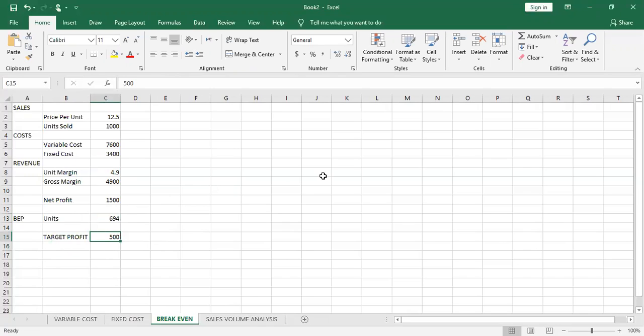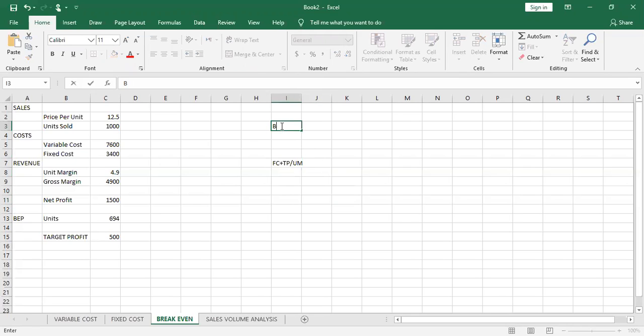The function for this becomes fixed cost plus the target profit divided by the contribution. Okay, fixed cost plus target profit divided by contribution. So this is fixed cost plus target profit, that is TP, divided by contribution or unit margin. All right, now this particular expression is going to make use of addition and division.